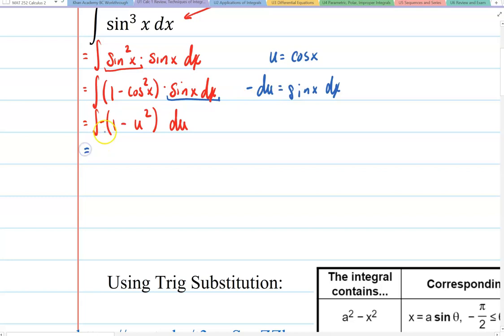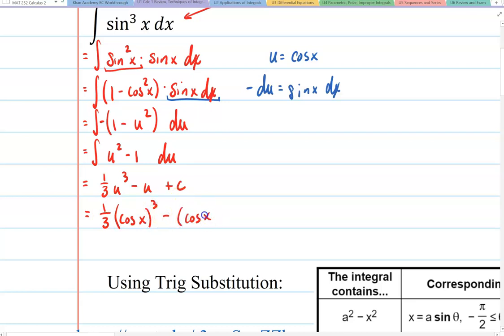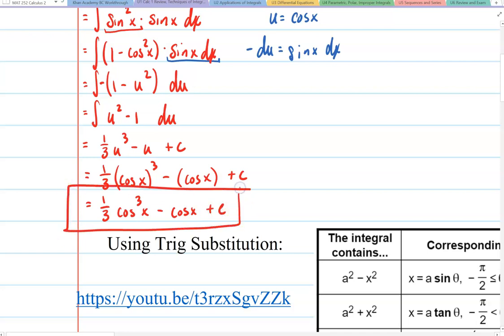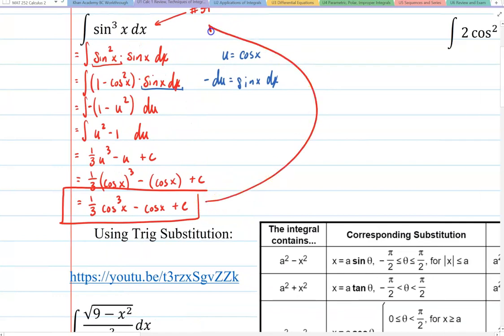Okay, just to make things a little bit neater, I'll go ahead and distribute and remove the parentheses. So we now have the integral of, well, let's call this u squared minus 1 du. Therefore our antiderivative is going to be 1/3 u cubed minus u plus c. And when we make our back substitution, we end up with 1/3 of cosine of x cubed minus cosine of x plus c. And if we were to write it just a little bit more carefully, 1/3 cosine cubed of x minus cosine of x plus c. And if we consult this solution with number 37 on our table of integrals, I think they would be a pretty good match.